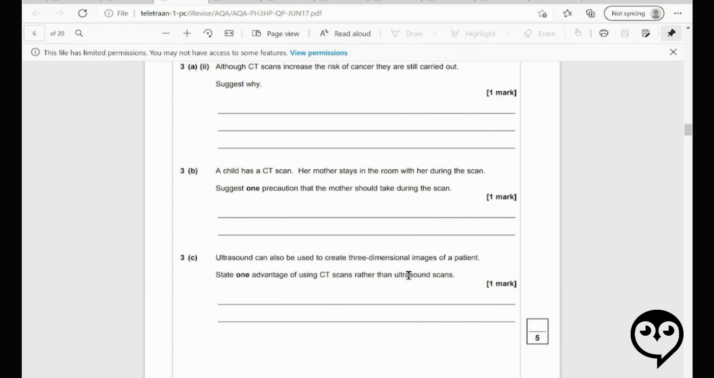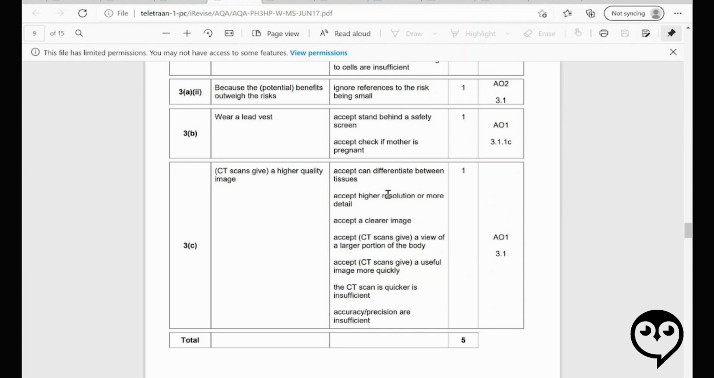I remember when we got the scan for my daughter. Very blurry. They're very hard to image. CT scans are much more detailed, aren't they? You can differentiate between different tissues of the CT scan. More resolution, clearer image. A view of a larger portion of the body. Yeah, the ultrasound is quite localized.